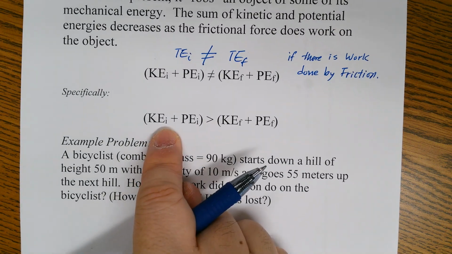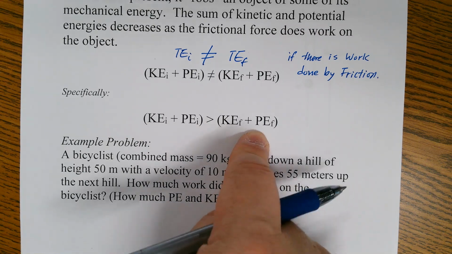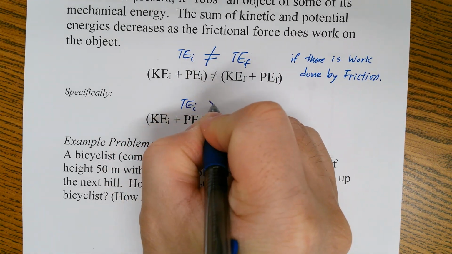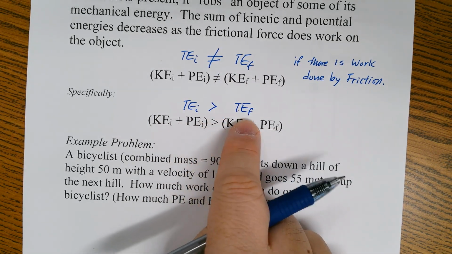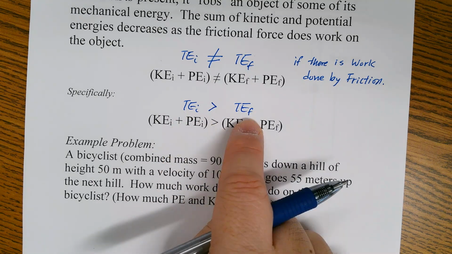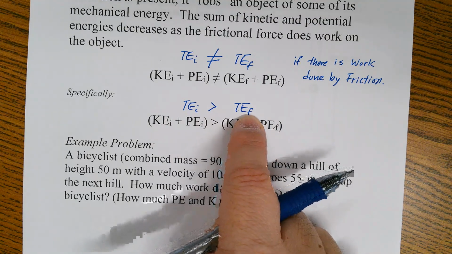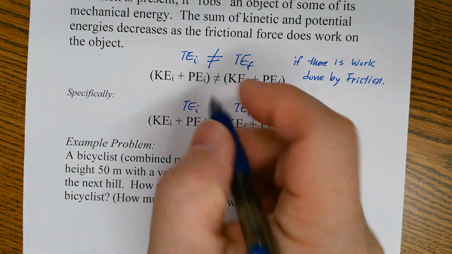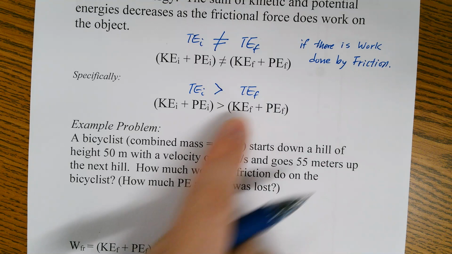Okay. Matter of fact, initial total energy is going to be greater than the final total energy. So total energy initial is going to be greater than total energy final. Now, what would happen if total energy final is bigger than total energy initial? In that case, there must have been some kind of an explosion or something with energy added to the system. Okay, so that's a different story. But when there's work done by friction, total energy initial is going to be bigger than total energy final.